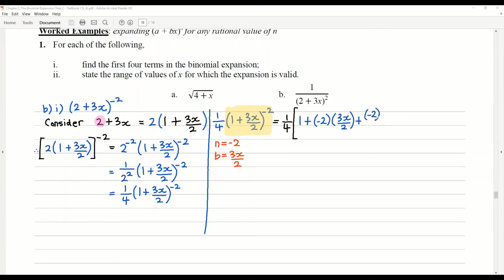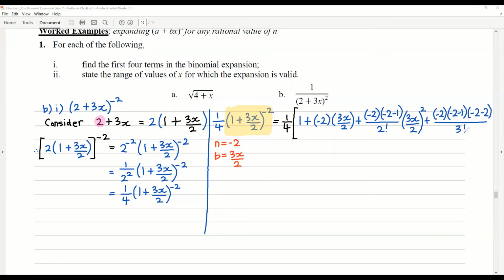n multiplied by n subtract 1 over 2 factorial. And that, of course, is going to be multiplied by 3x over 2 squared. Okay, and then for the final term, we're going to add n, n subtract 1, I'm going to run out of room here, sorry, n subtract 2 over 3 factorial.